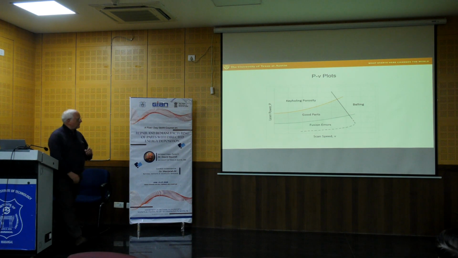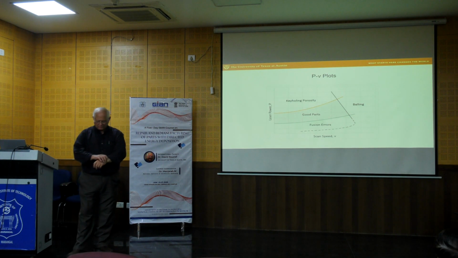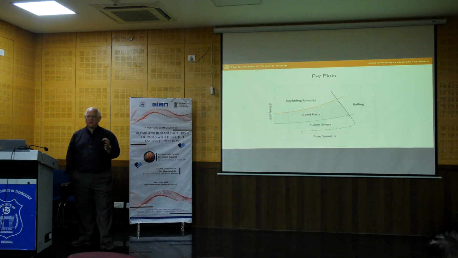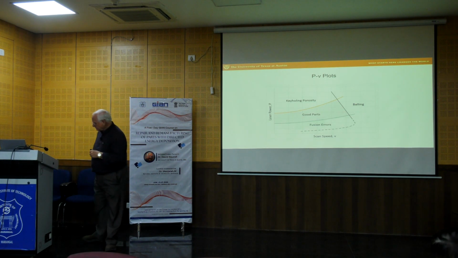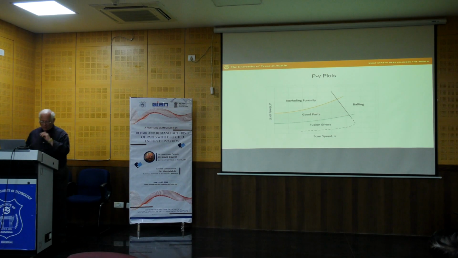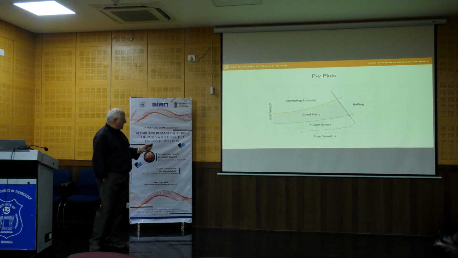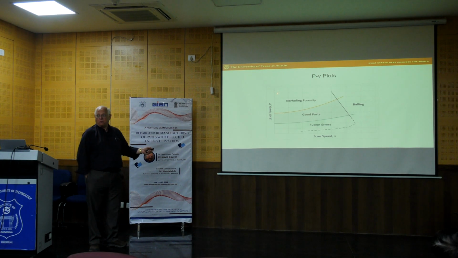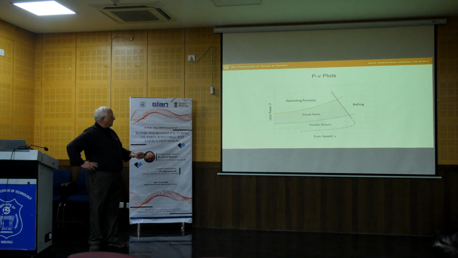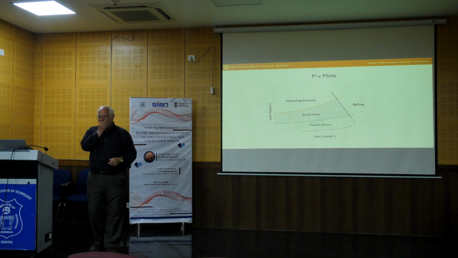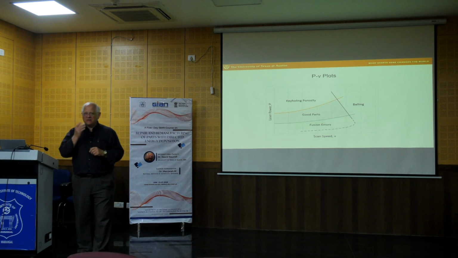Okay, so let's move on to this. Because P over V is such an important parameter set, it turns out that it makes sense to do a plot that shows these two parameters, the laser power, or it could just as well be the electron beam power, versus the scan speed. And we produce this plot that has four regions. It's a very valuable plot.